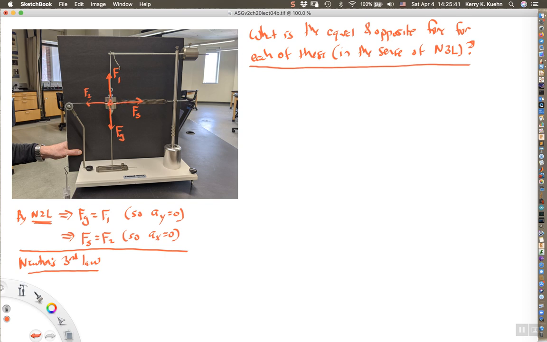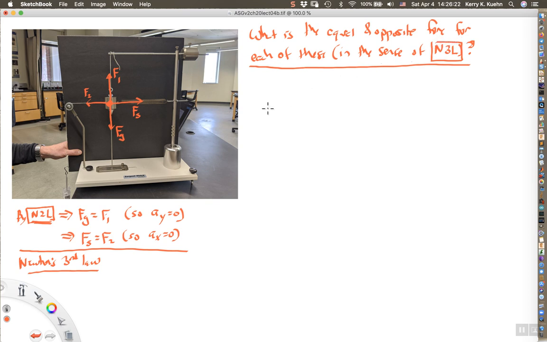That is not correct. It is true that F1 happens to be equal in size and opposite in direction to Fg. And it is also true that F sub S is equal in size and opposite in direction to F2, but this is not because of Newton's third law. We know that they're equal and opposite. We found that out by Newton's second law. Because the acceleration in the x direction must be 0, therefore this one must be equal in size and opposite in direction to this one. But they are not the equal and opposite force pairs that we're talking about in Newton's third law.